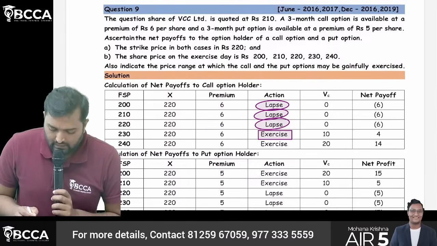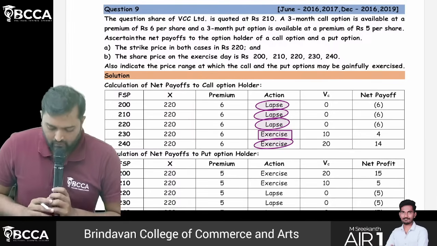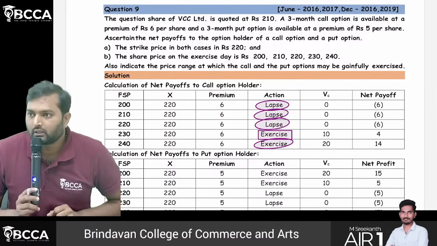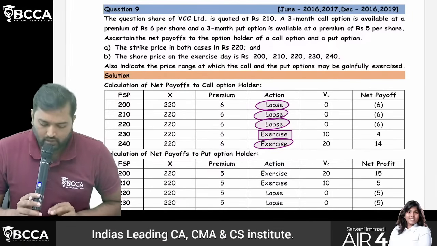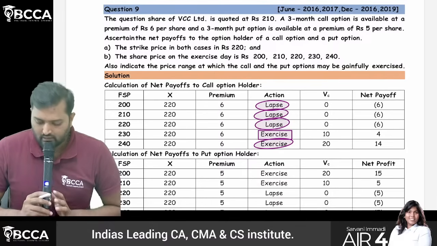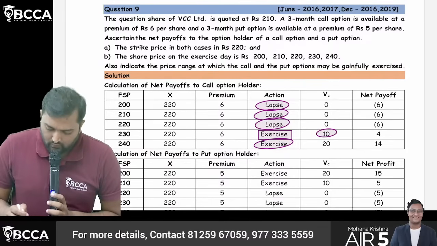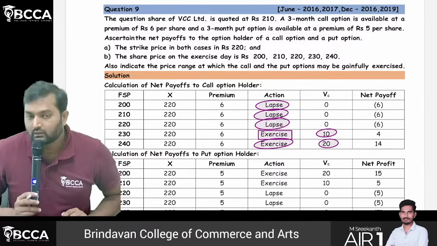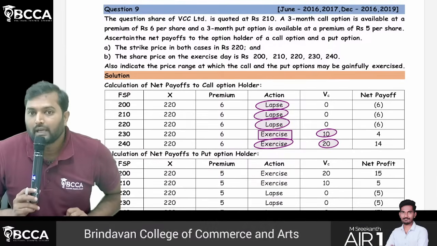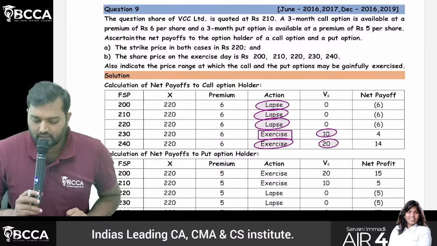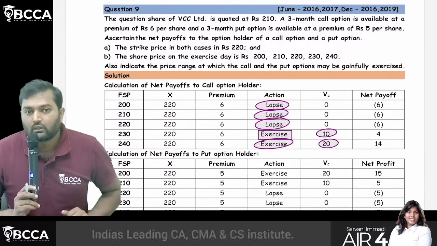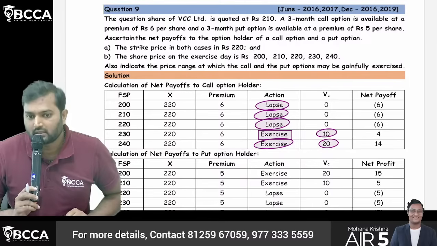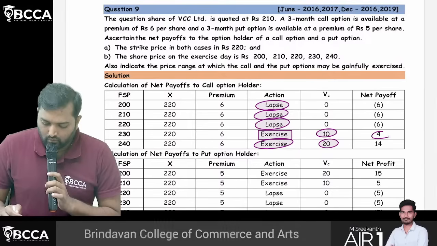Exercise. Next case, exercise. I have a right to buy at 220, but the price on the maturity is 240. Exercise. So value of a call, fourth case 10, fifth case 20. Net payoff means the benefit minus expense. What is the benefit? Fourth case 10, but we have already paid premium 6. That means net benefit is only 4 rupees.